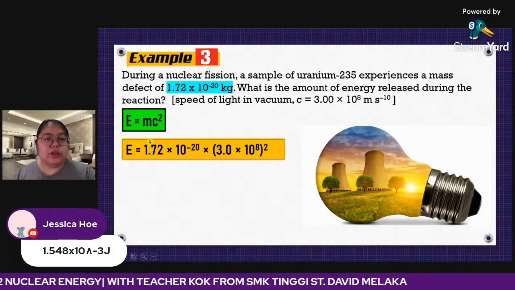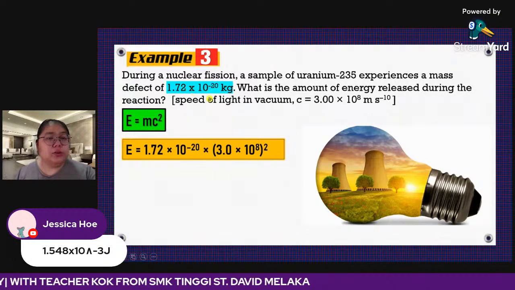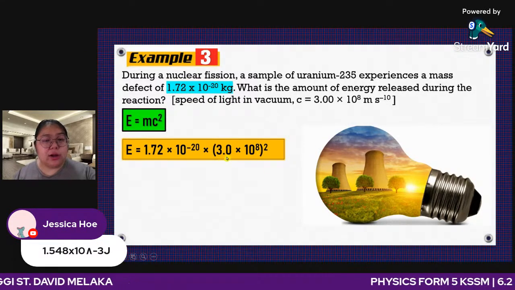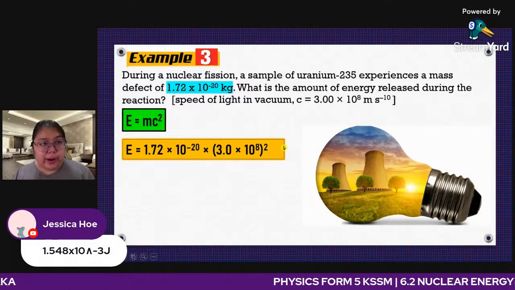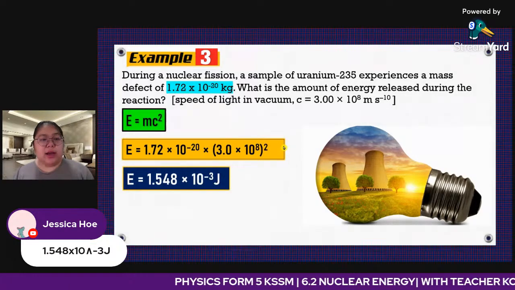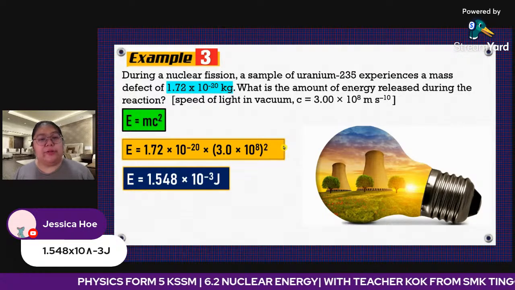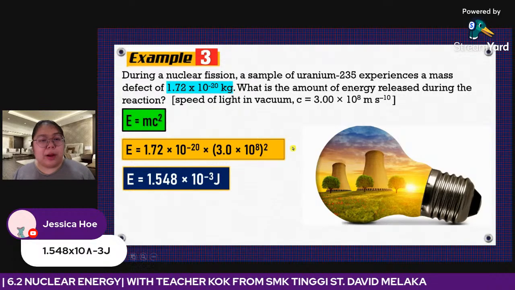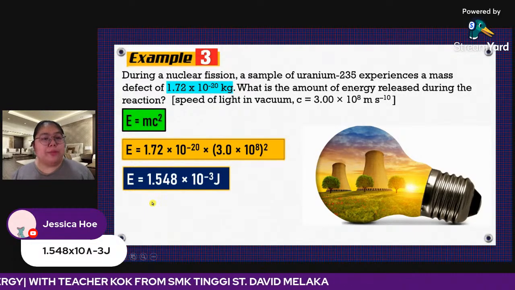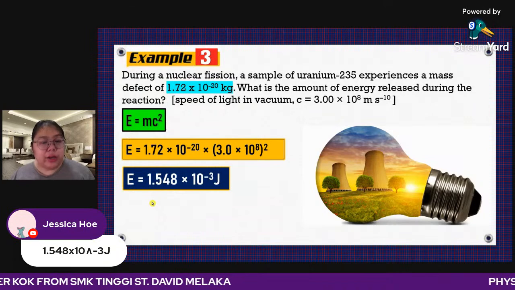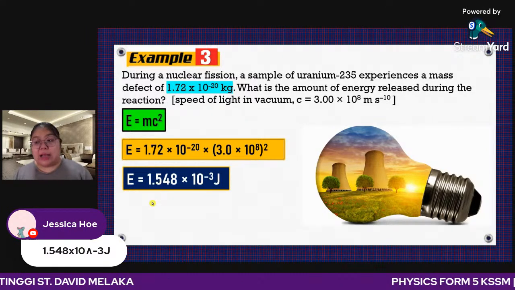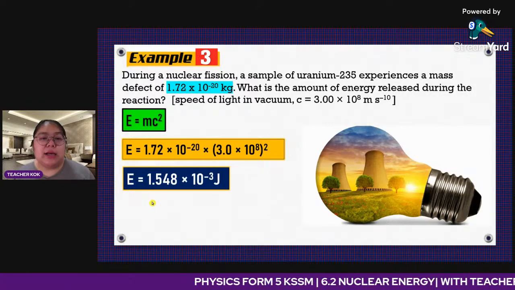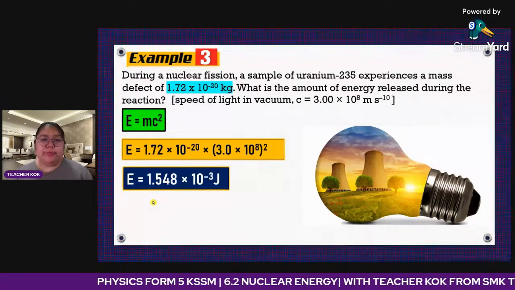So we take just now the 1.72 times 10 power negative 20, and multiply. When you press the calculator, remember to put the bracket. Then the final answer is 1.548 times 10 power negative 3. If you just write 1.55 it is okay. So this is the final answer. Depending on the question, if the question is set like this, it is easier and you don't need to calculate the mass defect.